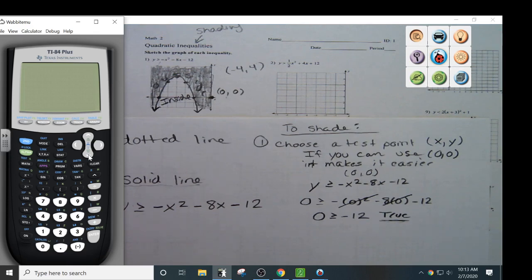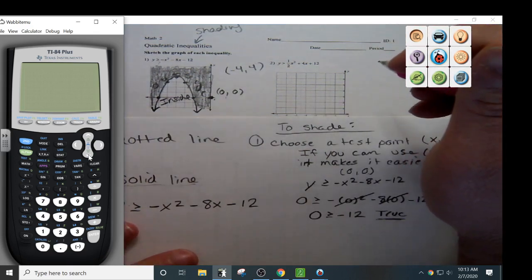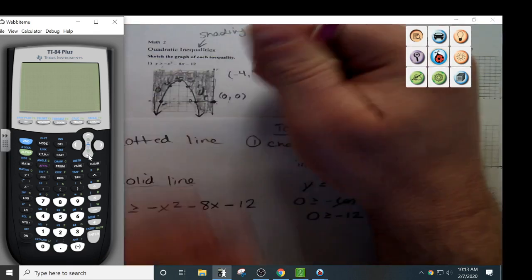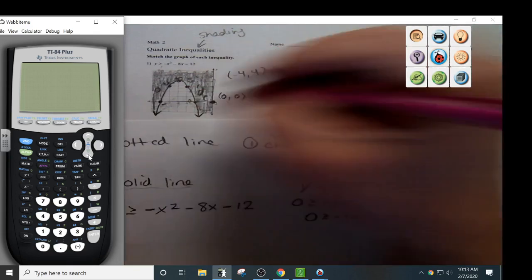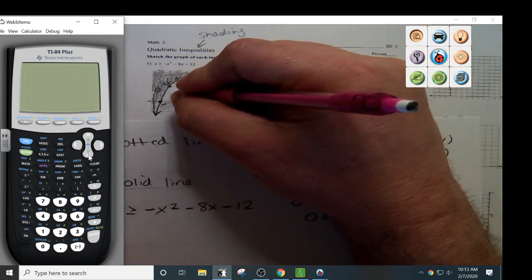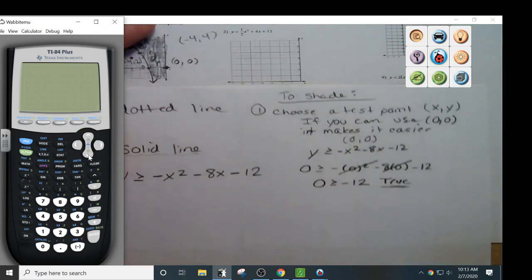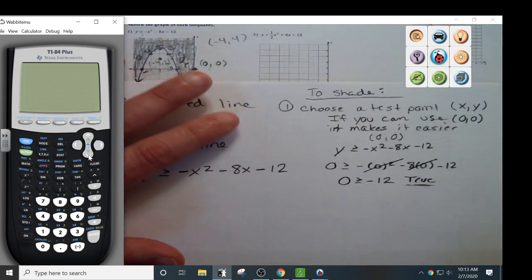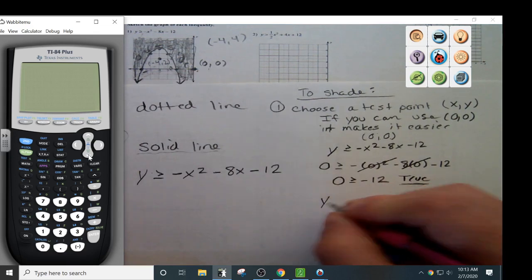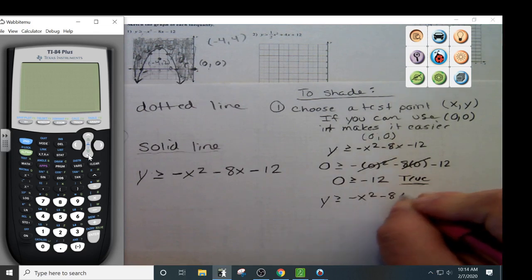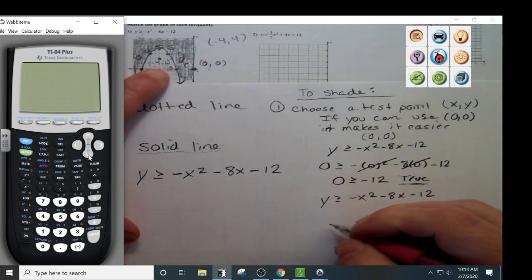Any number. Yep. That's a good question, Rich. So let me erase this right here. Say you just for some reason want to do negative 4, 2. That's that point right there, right? So that's negative 4, 2. You just chose that point at random. Now you'll see this will be a false statement. So now we're going to take y greater than or equal to negative x squared minus 8x minus 12, which is our original. Now, our y is 2, okay?